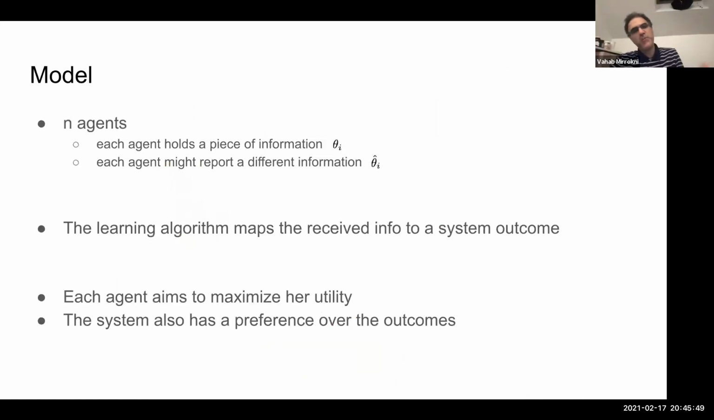So there are formal models for this. We can say each agent has a piece of information, each agent may report it, and the learning algorithm maps this to an outcome, and both the agent and the system have an objective they want to optimize. They have a utility and a preferred outcome.